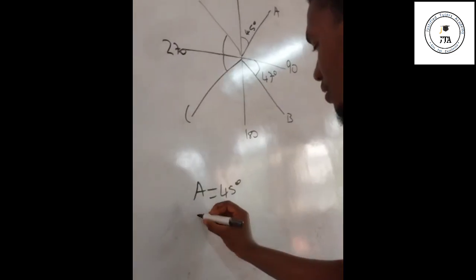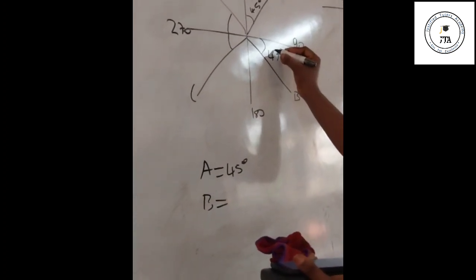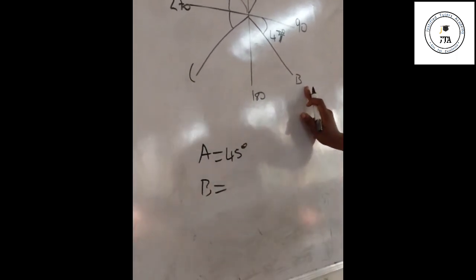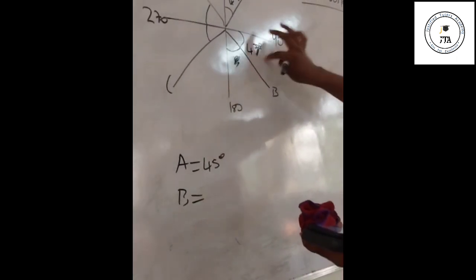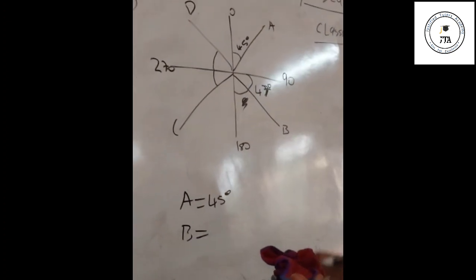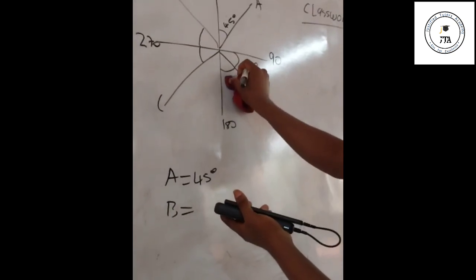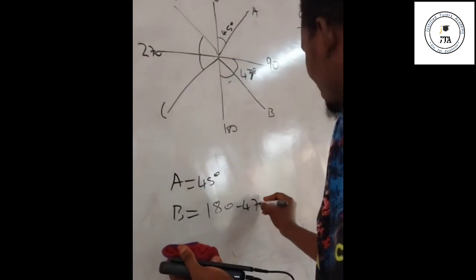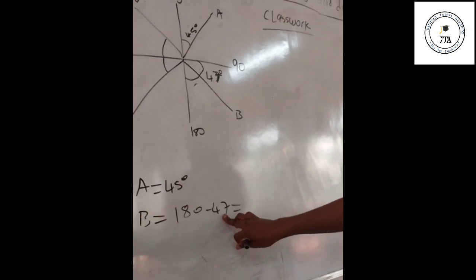Now for B. B is here, CB, 47 degrees. Remember I told you that your angle must be here. It can't be touching the eastern region. It must be at this point. So now what do you do? Very simple. Just like I did earlier, 180 minus 47 degrees. This is equal to 133. Yes.